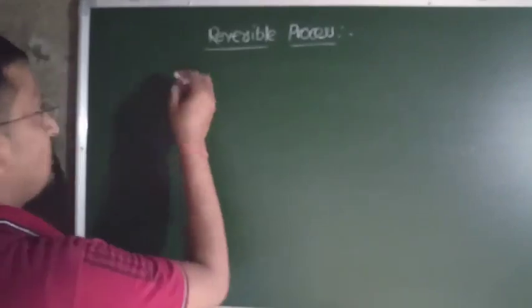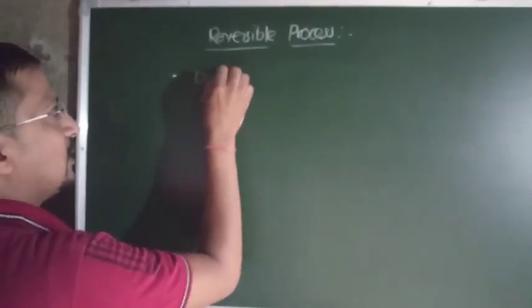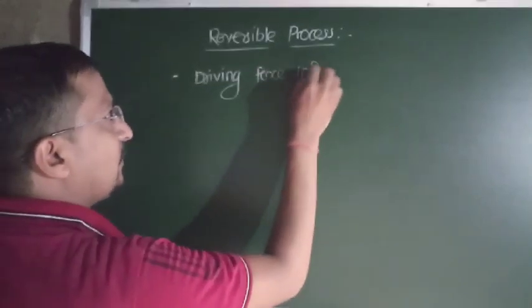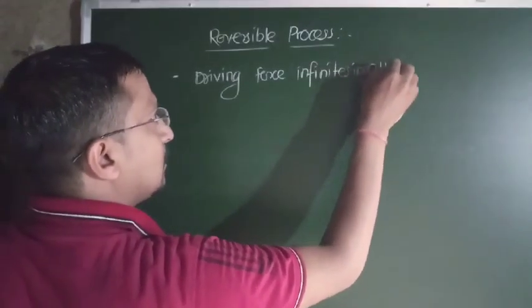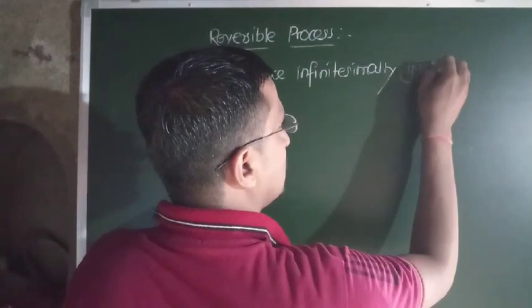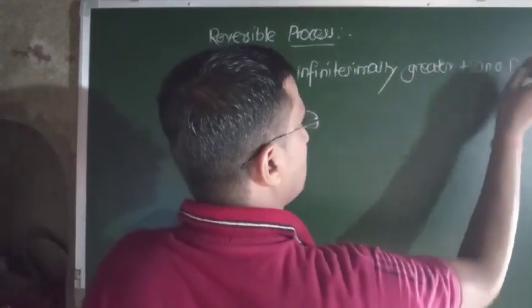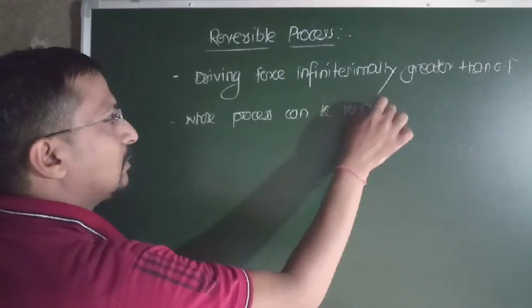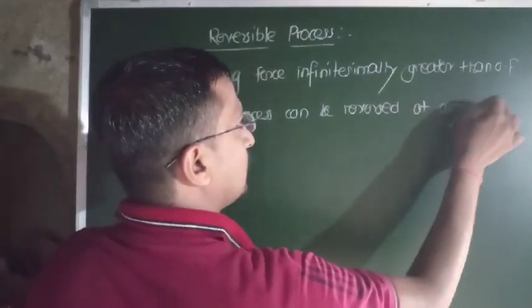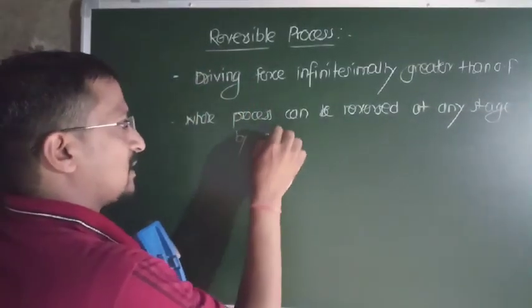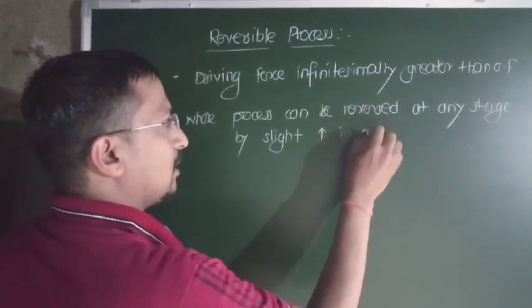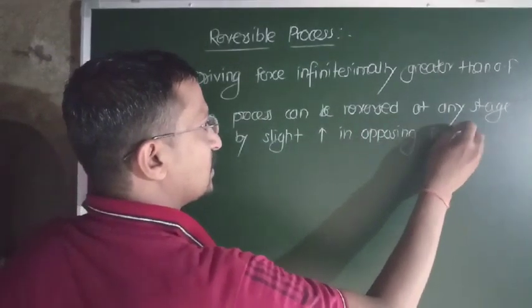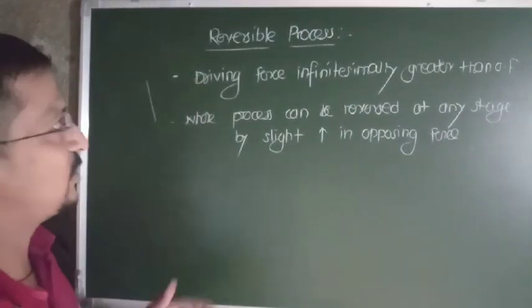Now reversible process means what? Let's define it. Reversible process is the process in which the driving force is infinitesimally greater than the opposing force, and the whole process can be reversed at any stage by slight increase in opposing force. This is the correct definition of reversible process.